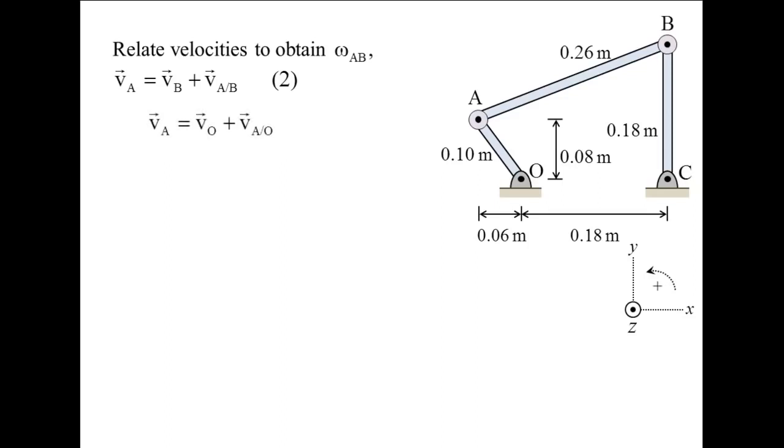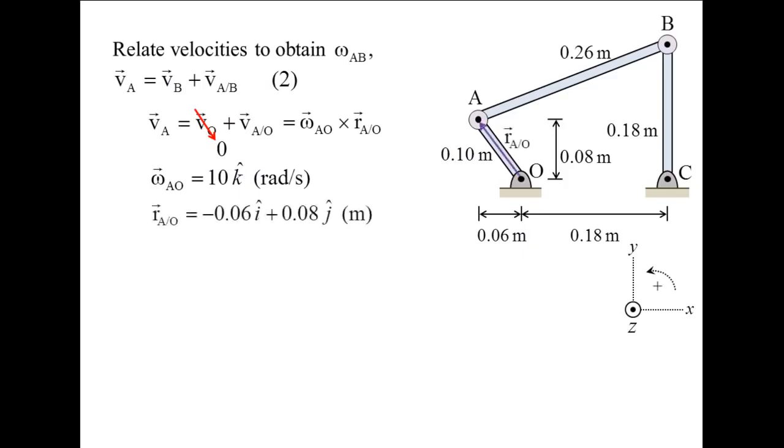The velocity of point A is equal to the velocity of point O plus VAO, the velocity of point A relative to point O. The velocity of point O is 0, and the relative velocity is rewritten as omega AO cross RAO, the position vector pointing from point O toward point A. The angular velocity vector for link AO has the magnitude of 10 radians per second and points in the positive z direction.